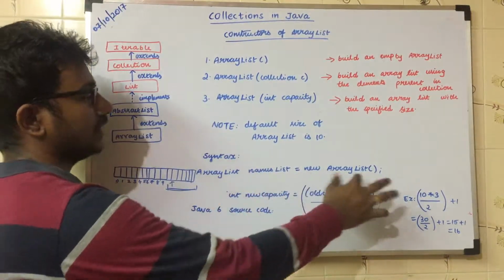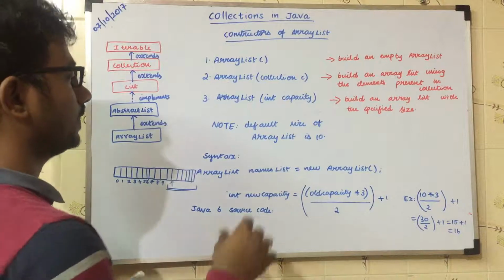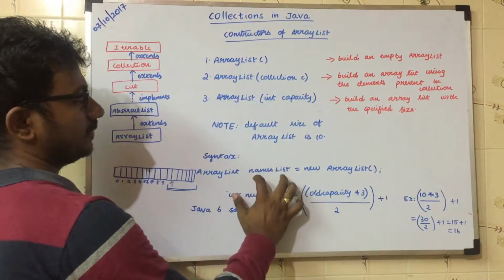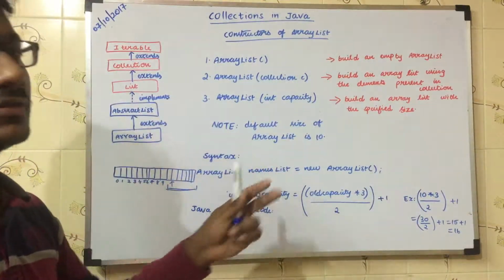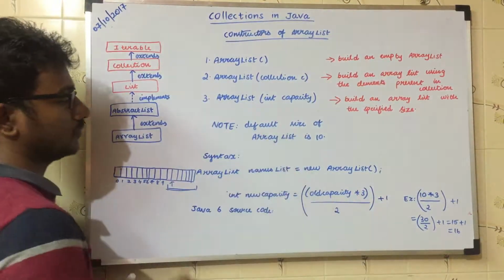So this is the syntax for creating the empty ArrayList object. ArrayList class name, namesList object name, equals new keyword, ArrayList class name, and semicolon. So namesList is an object of the ArrayList.